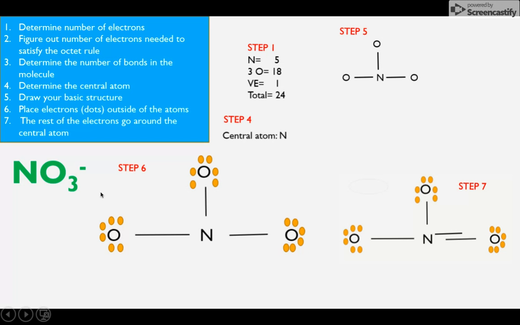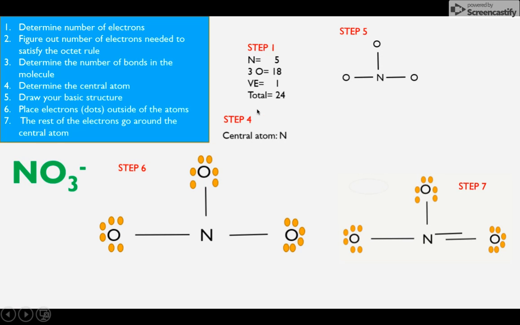So here is an example, NO3 minus. So nitrogen has 5 electrons, oxygen has 6 electrons, but you have to multiply 6 by 3, so you get 18. Then you have this minus, so you add 1. So 18 plus 5 is 23, plus 1 is 24. So you have 24 total electrons.